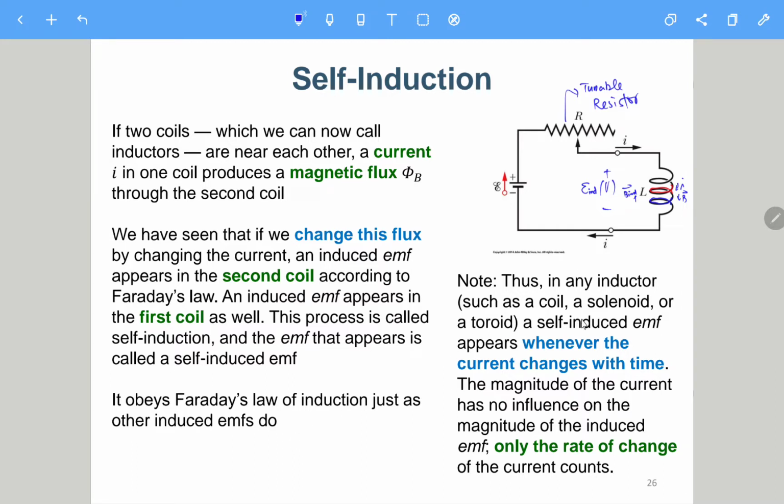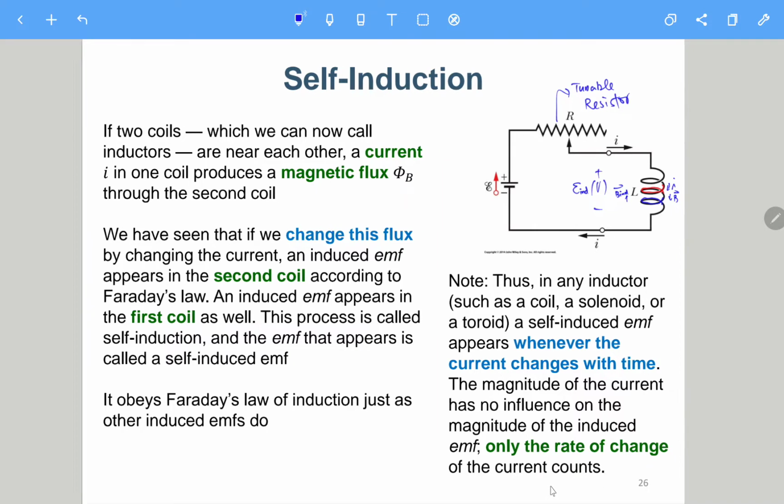Okay, so here it says, thus in any inductor such as a coil, solenoid, or a toroid, a self-induced EMF appears whenever the current changes with time. If it is just a DC, then the EMF will disappear after a short moment. Depends on the L over R values. So the magnitude of the current has no influence on the magnitude of the induced EMF, only the rate of change of the current counts.